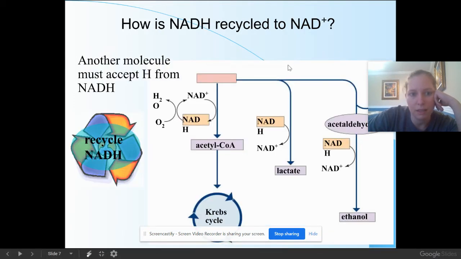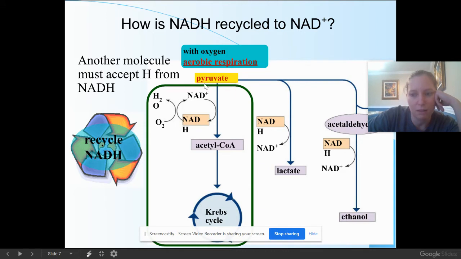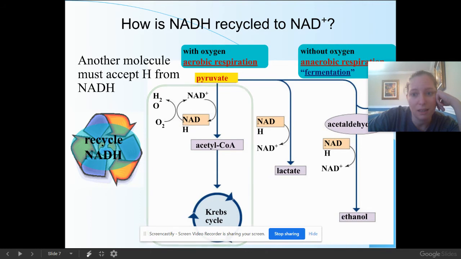So generally speaking, in order to recycle NADH to NAD plus, it has to drop off its hydrogens and electrons somewhere. So here's our pyruvate molecule. When we do have oxygen, this is what we've been talking about over the last week and a half. If we do have oxygen, then the NAD plus picks up electrons in the Krebs cycle, and then in the electron transport chain, it drops them off again, so we get NAD plus and we can repeat the cycle.